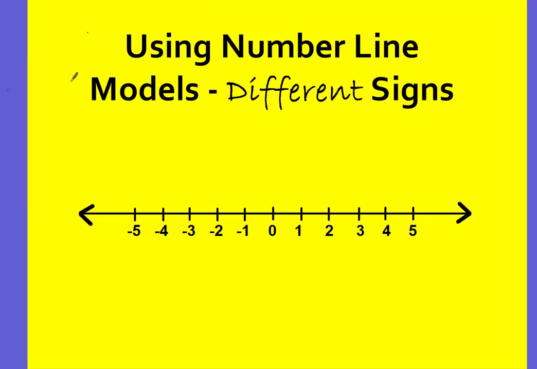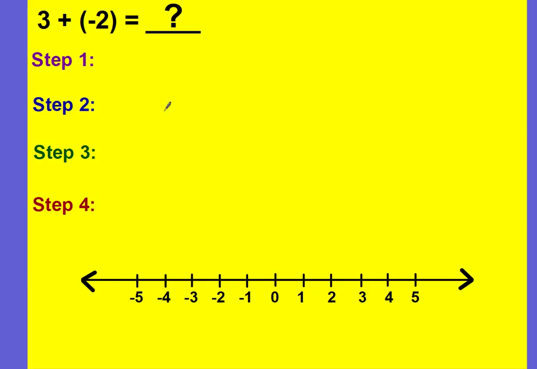So now let's do models when we have different signs, meaning one integer is positive and one is negative. Okay, go back to your journal. Please write down 3 plus -2 as an example. Draw the number line below. You're going to number it from -5 to +5. And this time there are 4 steps. So there were 3 steps when we had same signs, and now there's 4 steps for different signs.